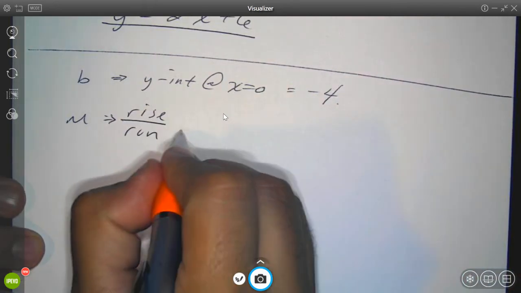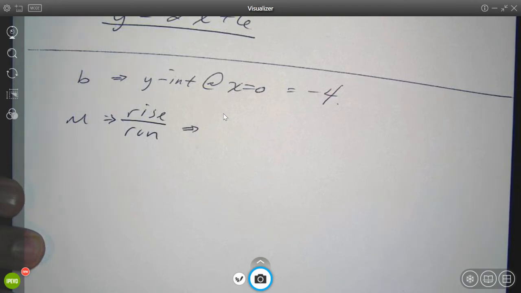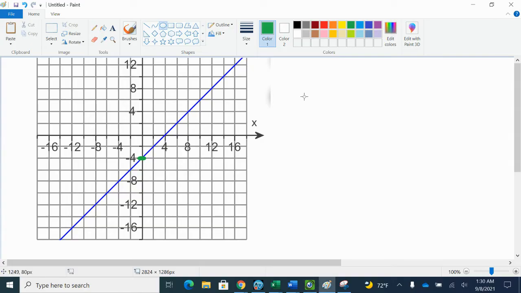So remember, all we got to do is take 2 points on the line. It doesn't matter which ones, and we find rise over run. So again, to show you that we can use any 2 points, as long as they lie on crosshairs, it is a-okay. So the first point I'm going to use is this point right here. And the second point is this point right here. You can use whichever 2 points, but I'm trying to show you that it doesn't matter, as long as they're on crosshairs, you should be successful in finding the slope.